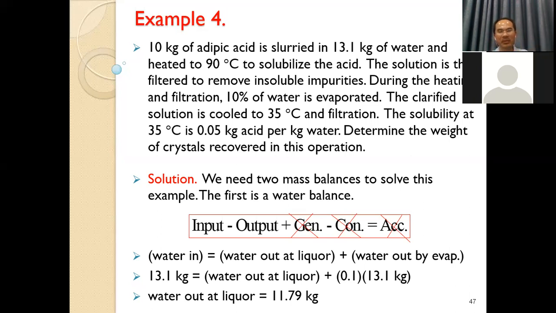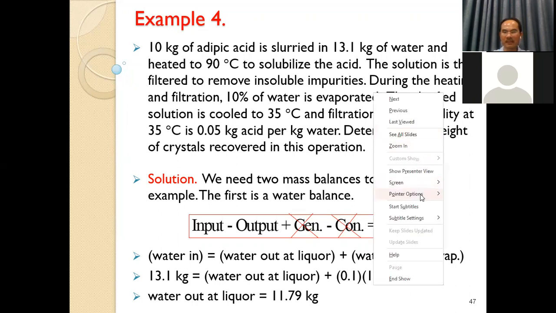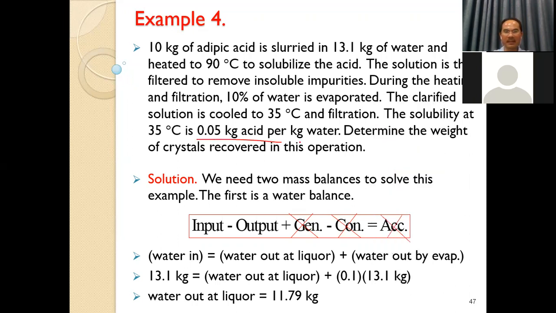Then we cool this solution to 35 Celsius and filter again. At this temperature, the solubility is 0.05 kilogram adipic acid per kilogram water. This is the solubility at 35 Celsius, the C star at this temperature.